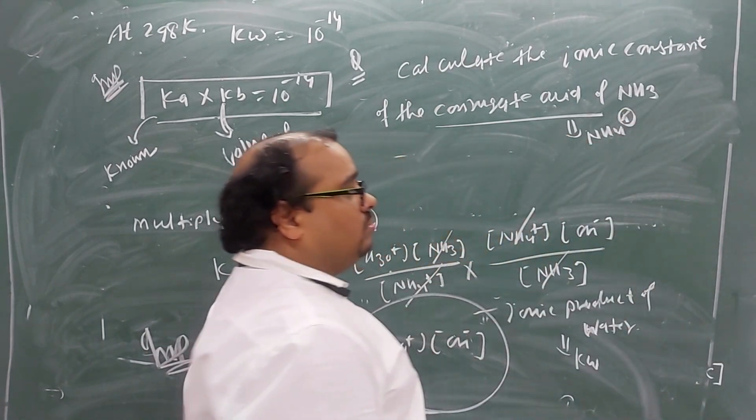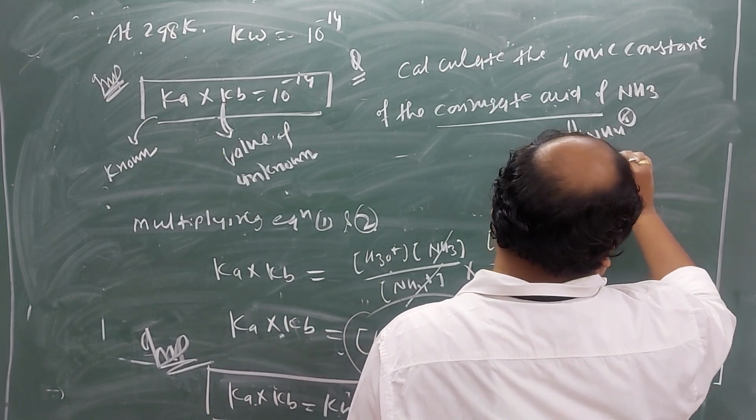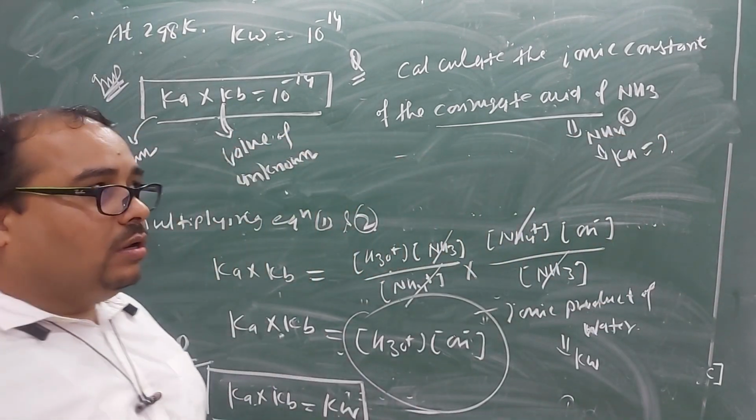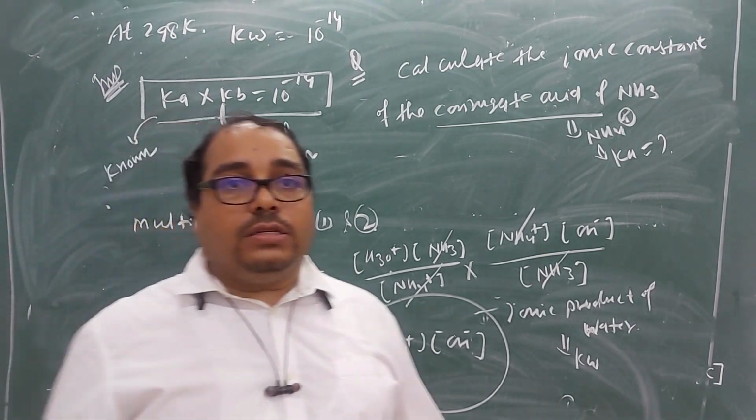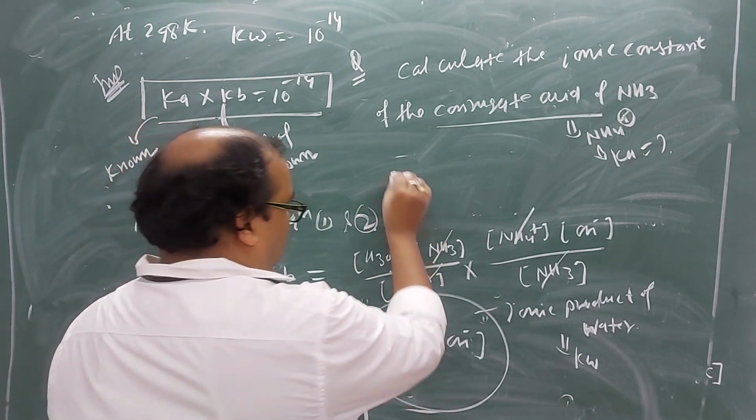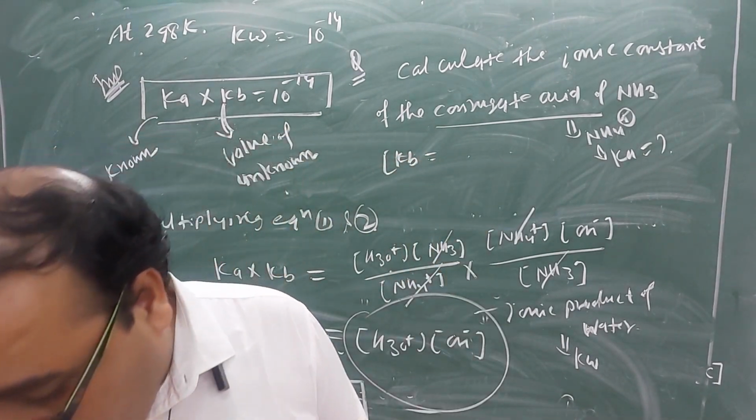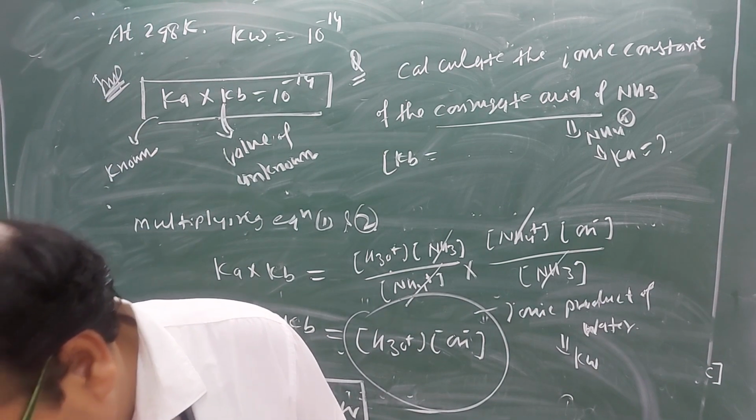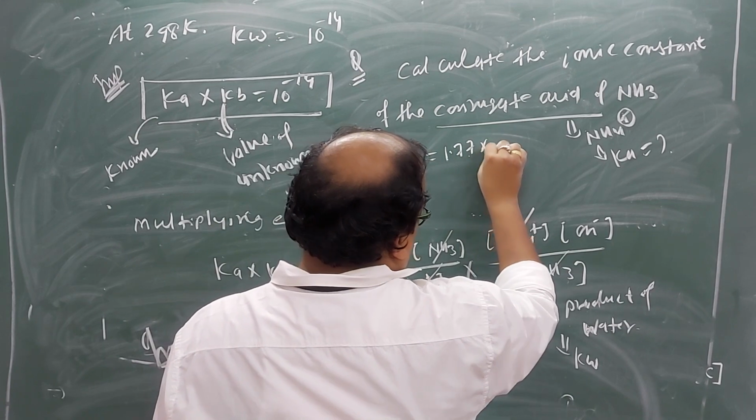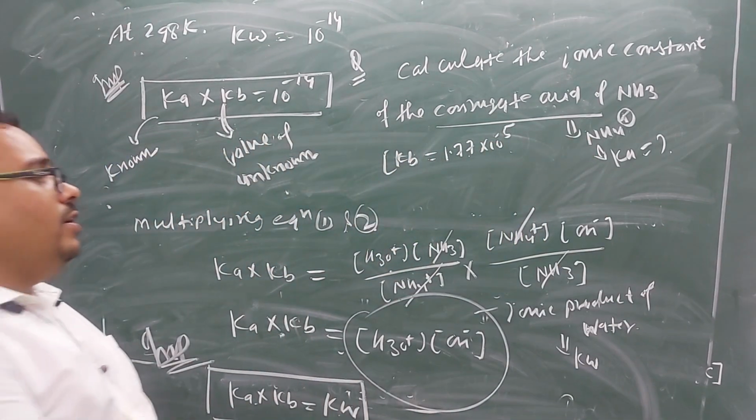I told you, so from here you can find out Ka. You may ask me, sir, where is the Kb value? It has been given, don't worry. In the bracket, Kb has been given as 1.77 into 10 to the power minus 5.